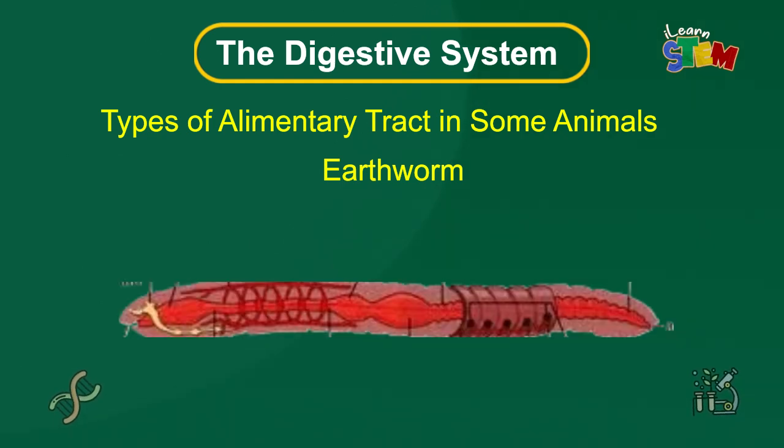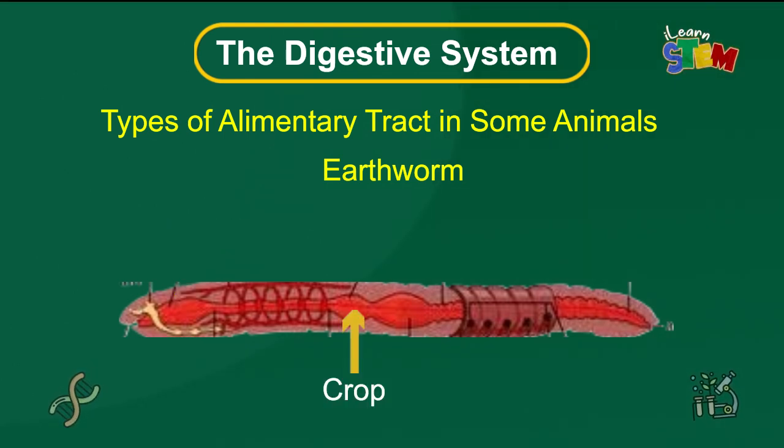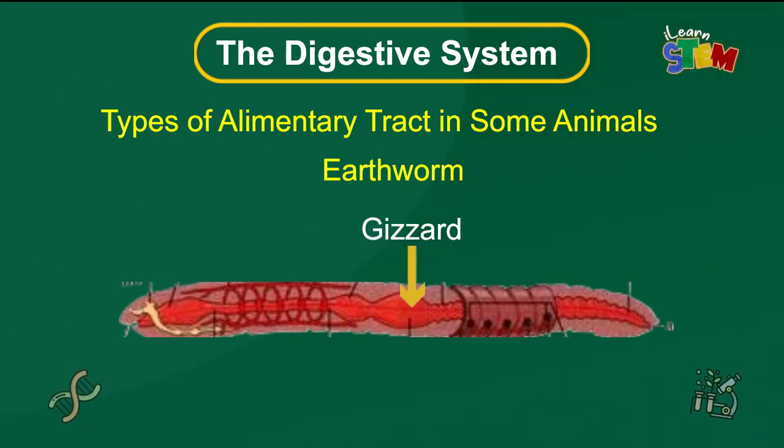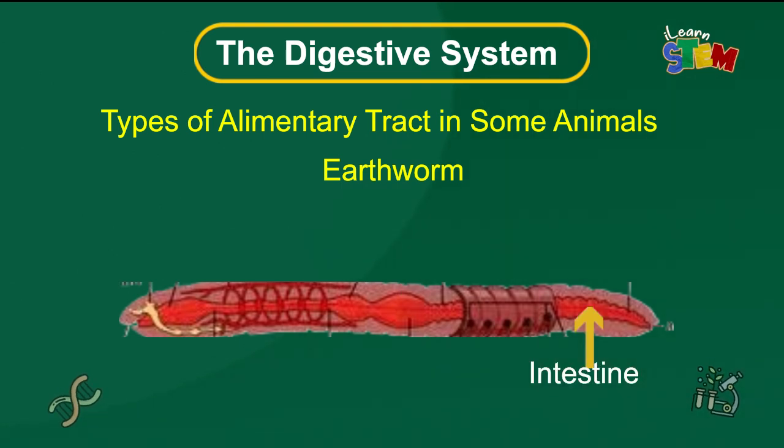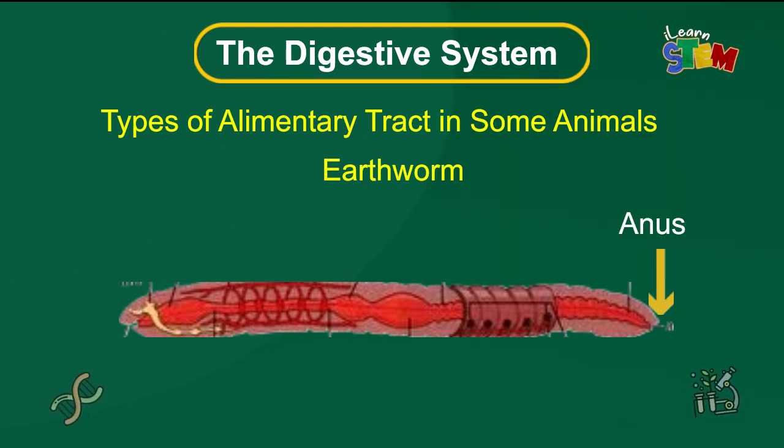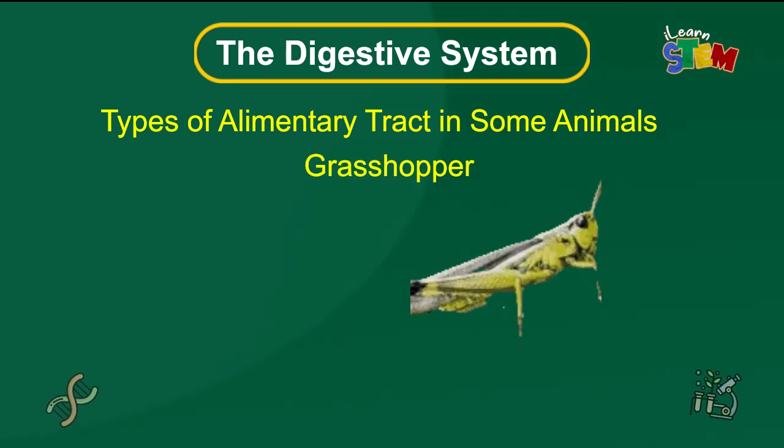It swallows soil and organic matter through the mouth. The pharynx releases mucus to lubricate the food, and the food is stored temporarily in the crop and ground in the gizzard. Nutrients are absorbed in the intestine, and waste exits through the anus. Let's look at the grasshopper.